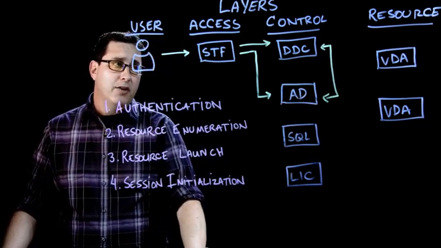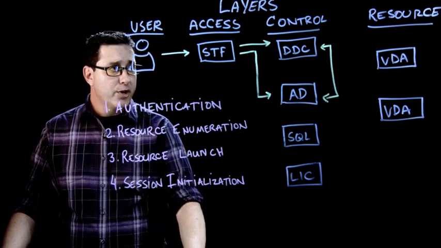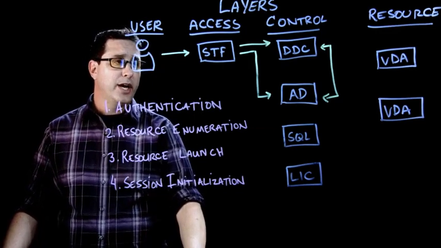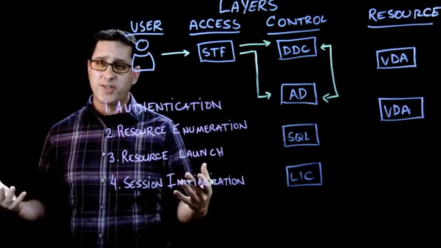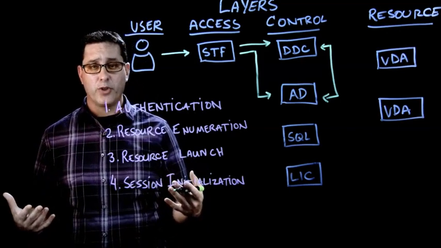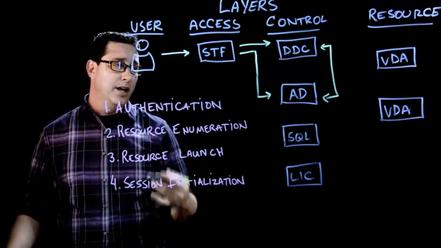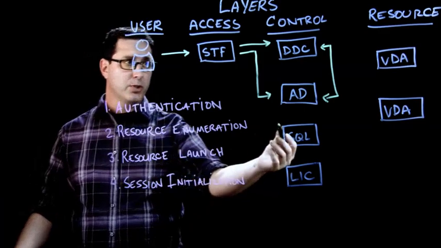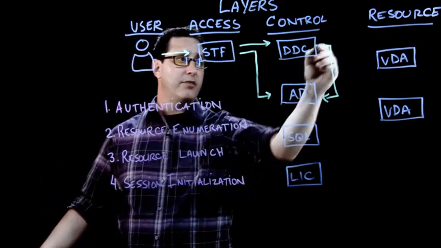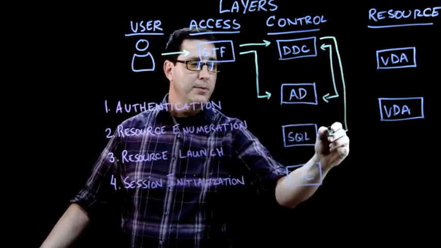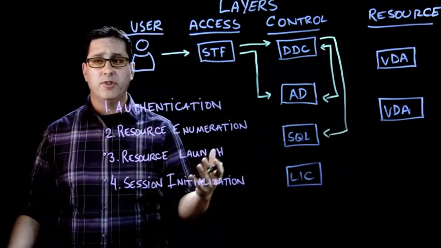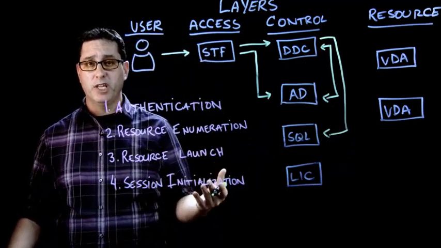So now we have the credentials and we have the security groups, and now we need to know, okay, so what resources in our site does this user have authorization to access? In that case, that information is stored in the SQL server, so the DDC is going to have to reach out to the SQL server and retrieve the list of resources available for that user.